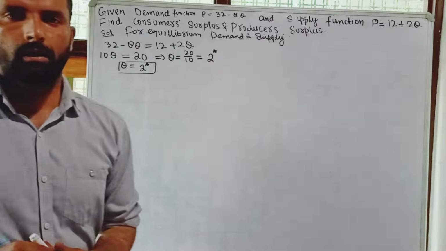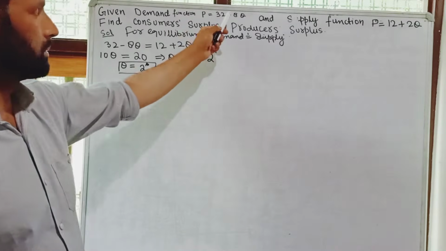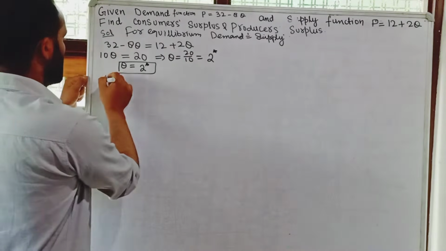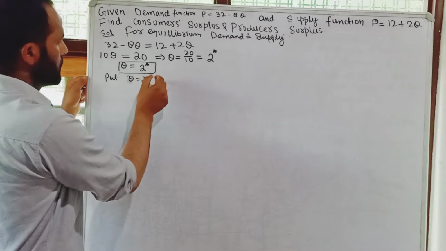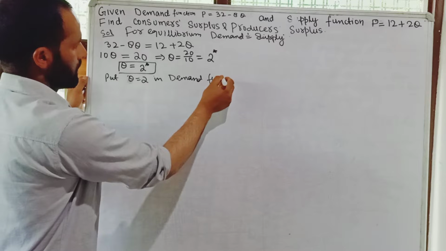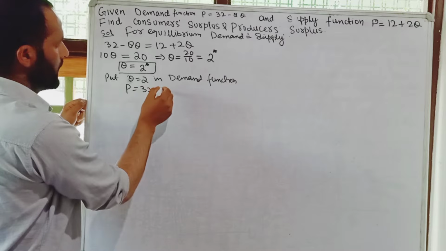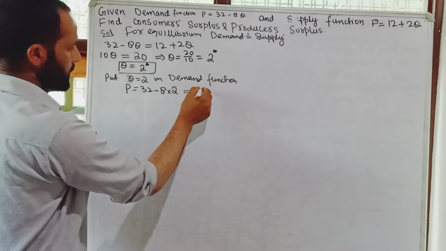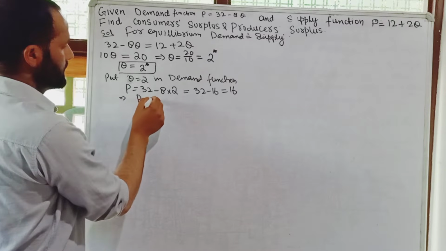Now we have to find the equilibrium price. We can insert the value of Q in either the demand function or supply function to get the value of P, that is equilibrium price. So put Q is equal to 2 in demand function. So this will become P is equal to 32 minus 8 into the value of Q, which is 2. So this will become 32 minus 16, that is equal to 16. Implies the equilibrium price is 16.